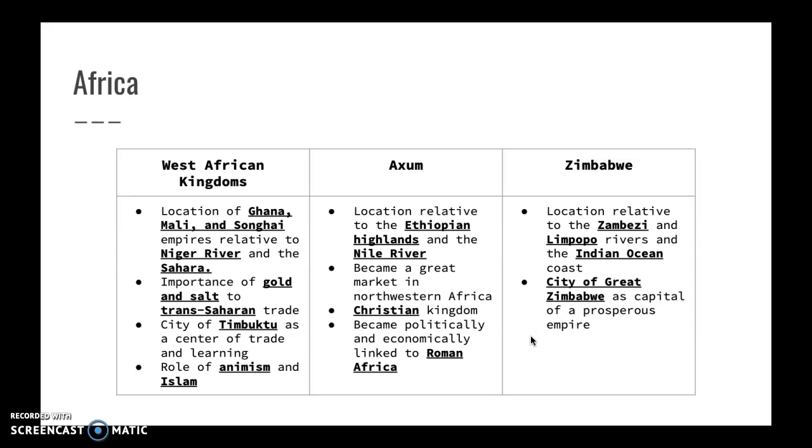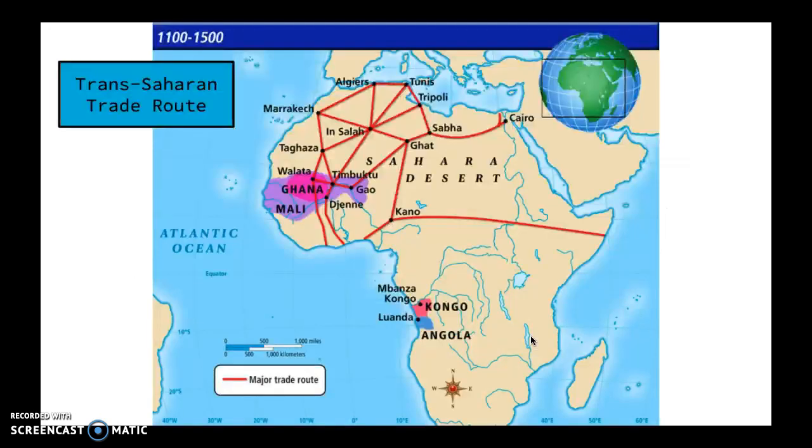On the other side of Africa, you've got Axum and Zimbabwe. Axum was located kind of at the bottom of the Nile River, kind of off on the far right-hand side of Africa. It is one of the first Christian kingdoms and becomes really linked with Rome. Zimbabwe is located on the Zambezi River. Zimbabwe, Zambezi, they go together, ZZ. And they also connect to the Indian Ocean because it was a great trading route. Those maritime routes that were running across the Indian Ocean are going to hit through the great city of Zimbabwe, and it leads to a lot of trade with them.